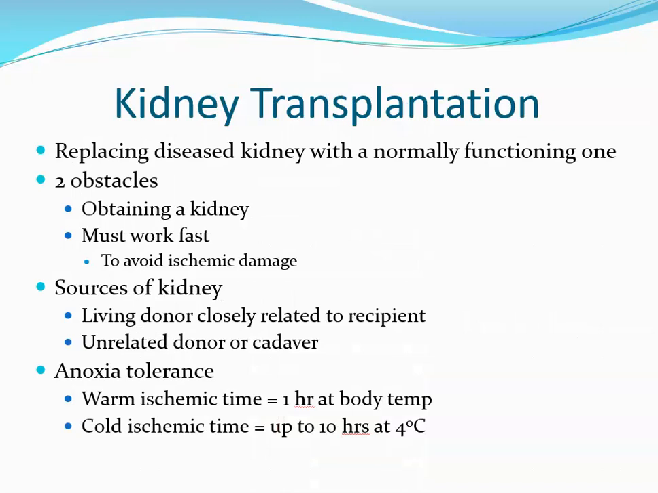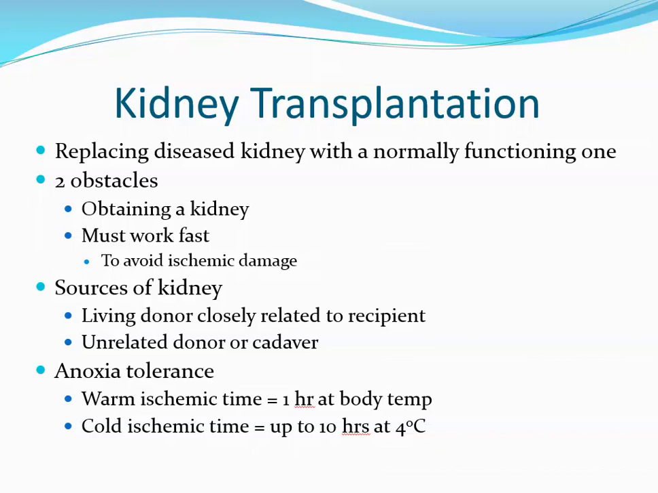People often receive dialysis while they are awaiting kidney transplant. Kidney transplantation is replacing a diseased kidney with a normally functioning one. There are 2 main obstacles, though, to transplantation. One is obtaining a kidney, and second is the fact that you must work fast to avoid ischemic damage to the organ. 2 common sources of kidney: one is a living donor, usually closely related to the recipient, and the second would be an unrelated donor or a cadaver. The anoxia tolerance, or how long the kidney can tolerate the lack of oxygen.